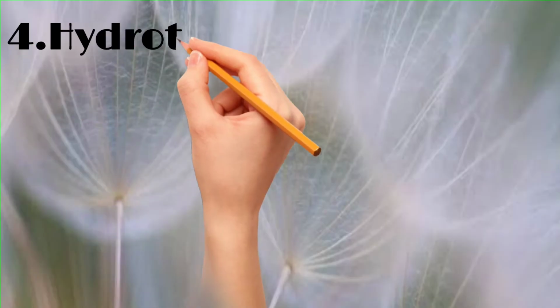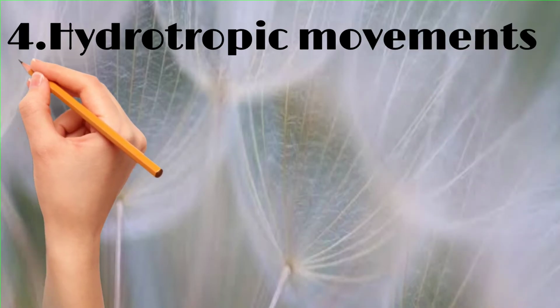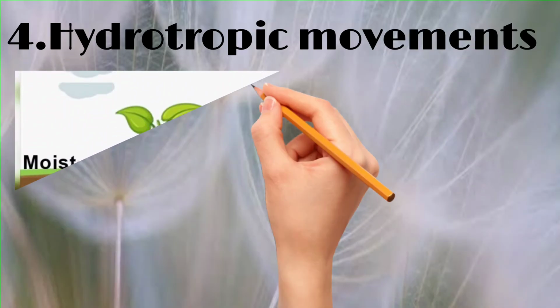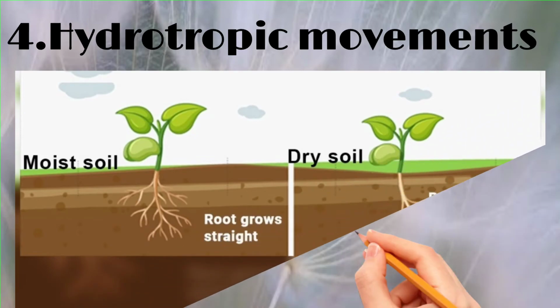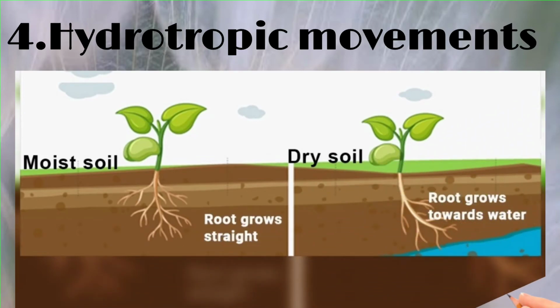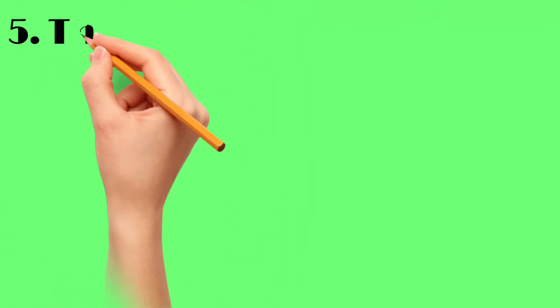Fourth type is hydrotropic movements. Here, plant parts move in response to water. For example, root always grows towards the source of water. So, roots are positively hydrotropic.